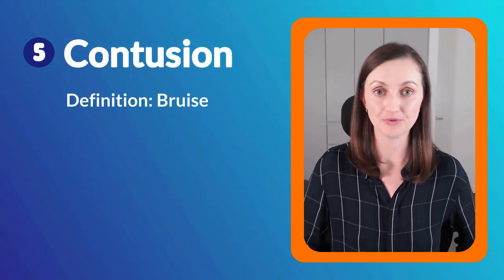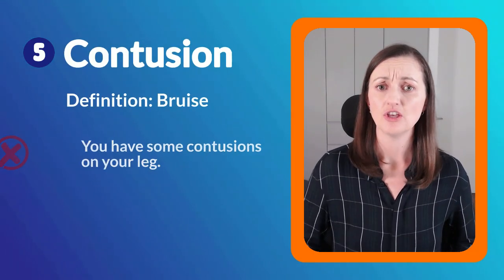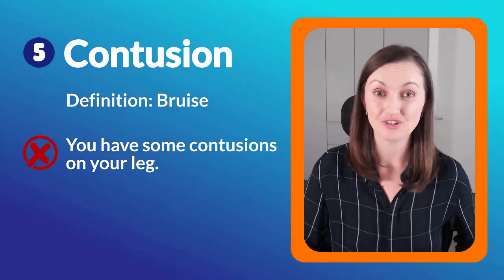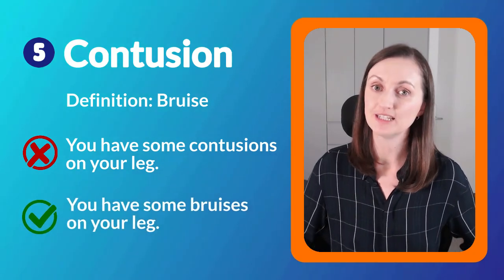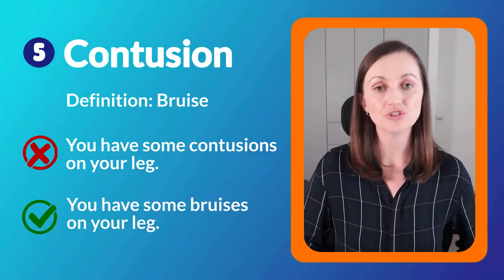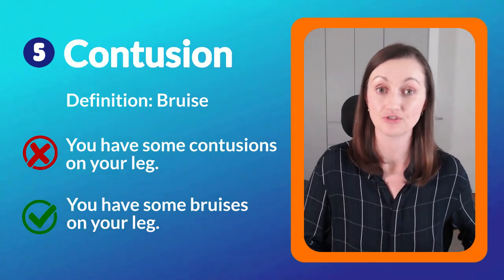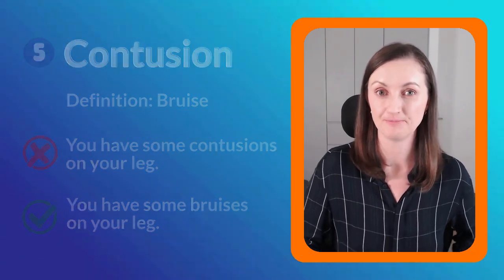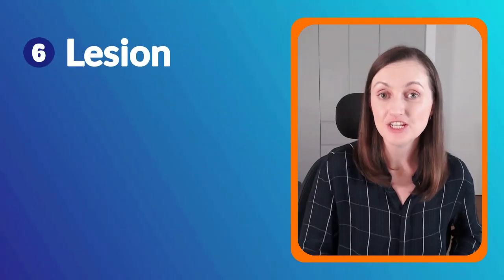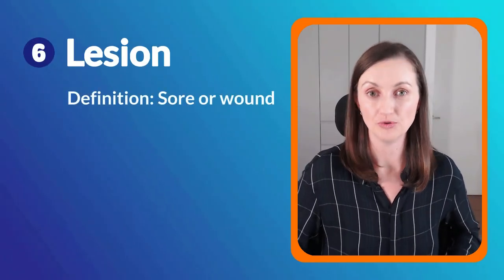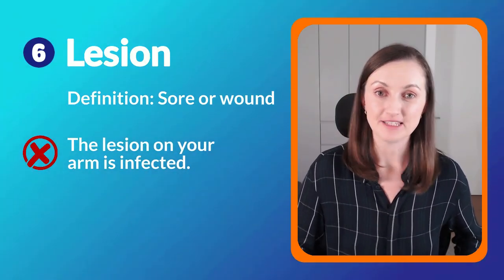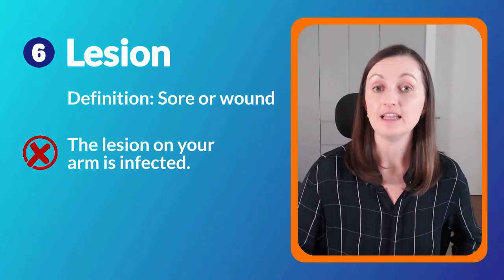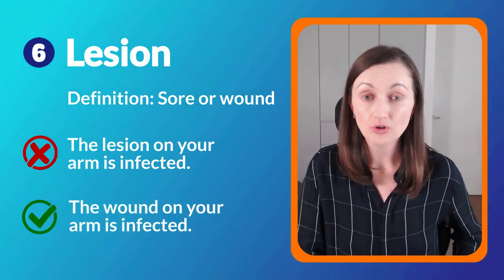Another similar one is contusion, meaning bruise. Instead of saying you have some contusions on your leg, instead say you have some bruises on your leg. You can also say bruising to describe this type of symptom. Another similar one, lesion, meaning sore or wound. Instead of saying the lesion on your arm is infected, you can say the wound or the sore on your arm is infected.